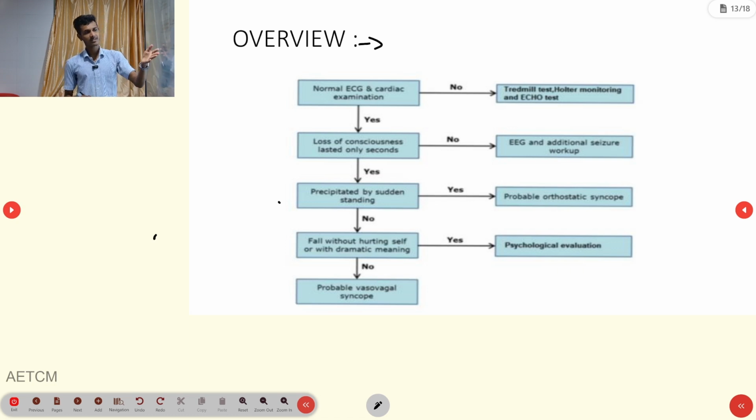If yes, then we have to check whether it is precipitated by standing. Whether it is occurring because of standing; if yes, that is orthostatic syncope. If no, fall without hurting self, so we have to do a psychological evaluation. If no, that is probably vasovagal syncope.